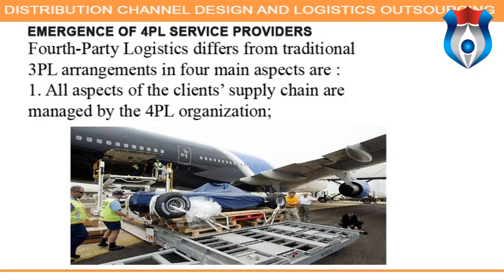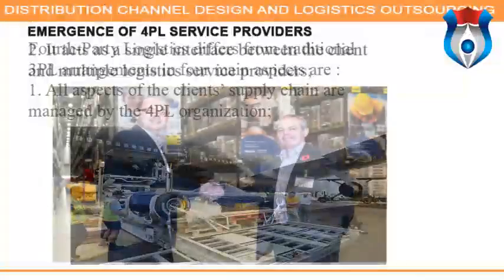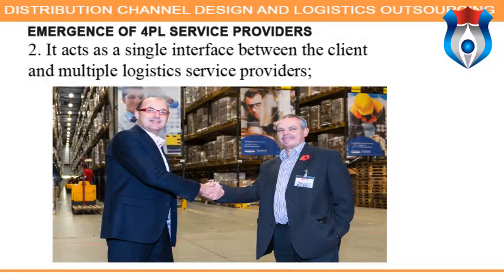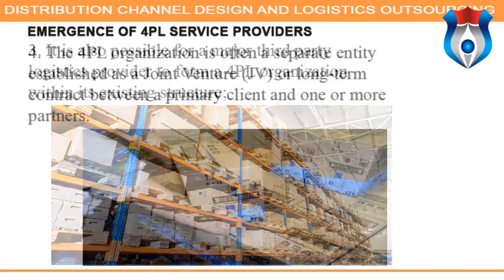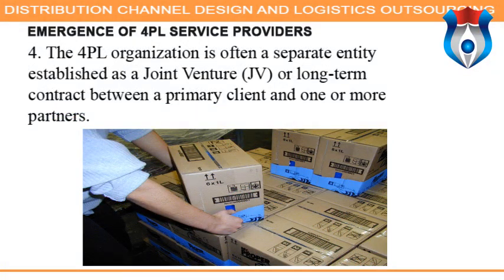Fourth party logistics differs from traditional 3PL arrangements in 4 main aspects. All aspects of the client's supply chain are managed by the 4PL organization. It acts as a single interface between the client and multiple logistics service providers. It is also possible for a major third-party logistics provider to form a 4PL organization within its existing structure. The 4PL organization is often a separate entity established as a joint venture, JV, or long-term contract between a primary client and one or more partners.